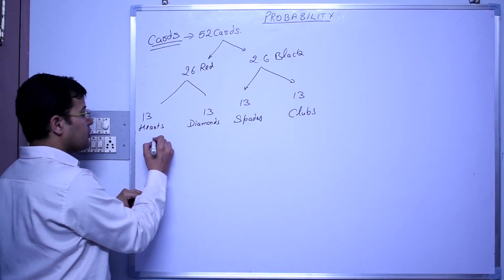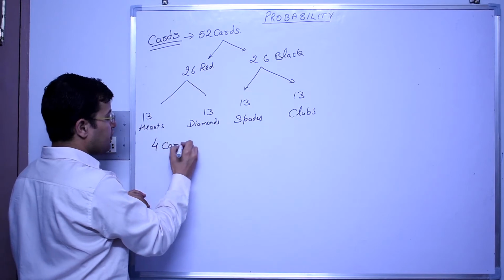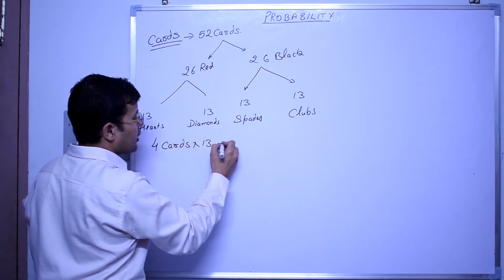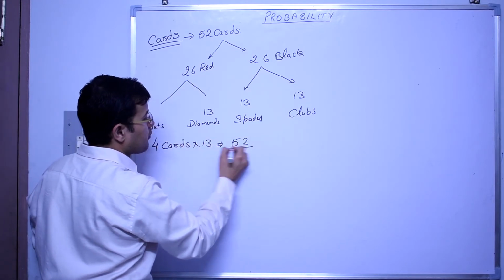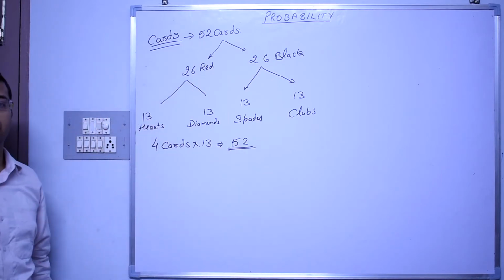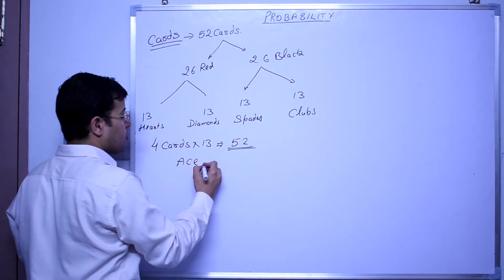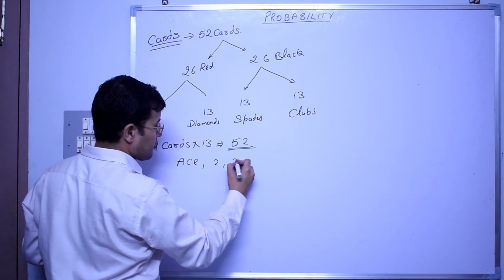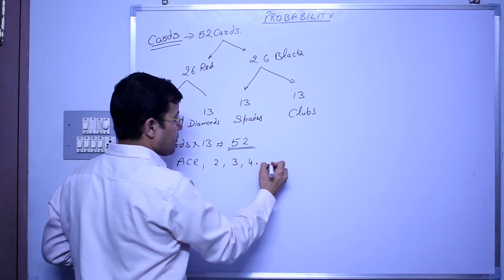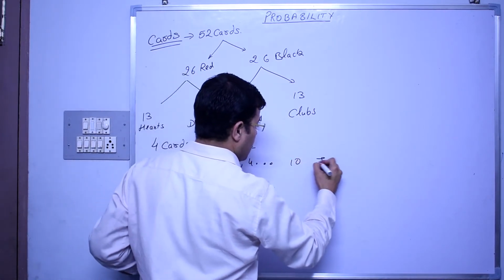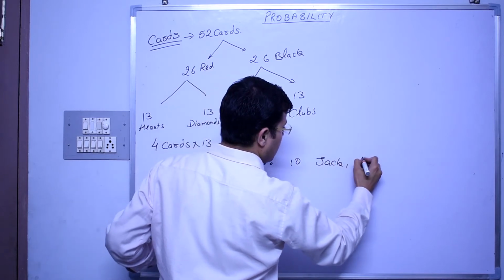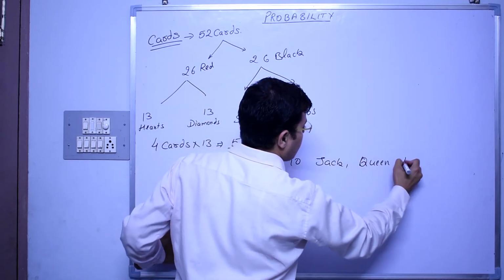So I can tell you that there are 4 cards of a kind and 13 kinds in total. This gives me the sum as 52. Let's write the total number of cards with their numbers. So this is ace, 2, 3, 4 up to 10, and then jack, and then queen, and then king.